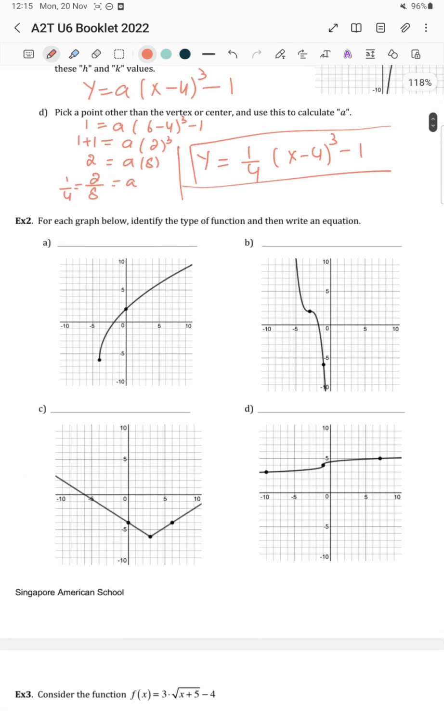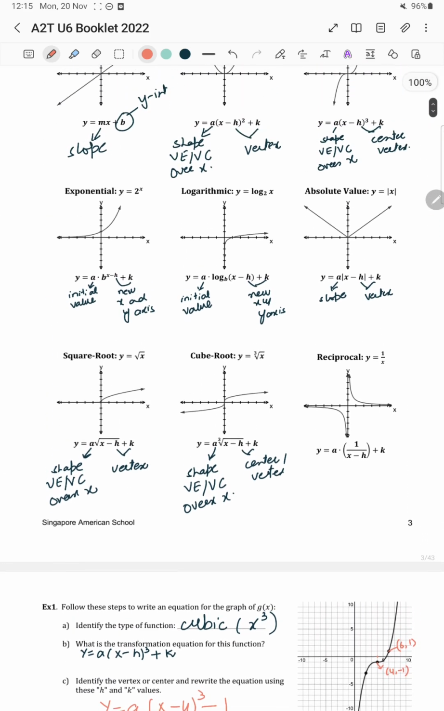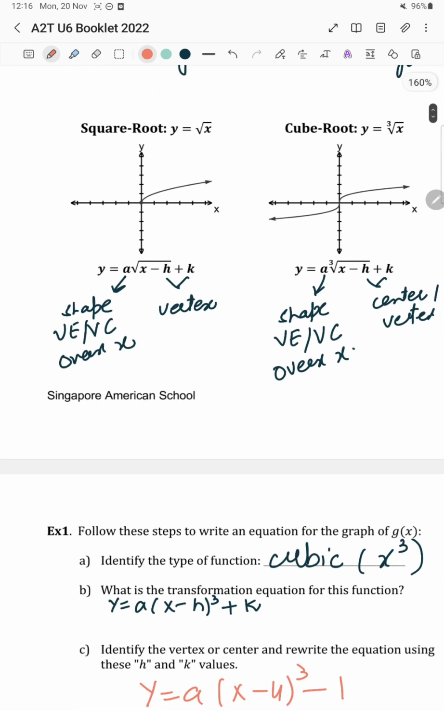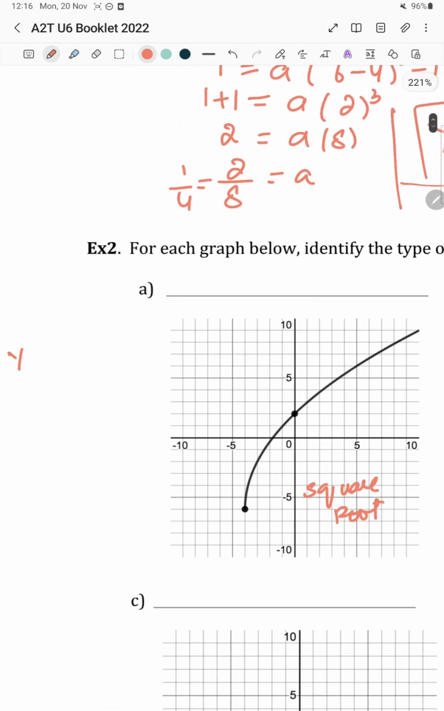Come to the next exercise. For each graph below, identify the type of function and then write the equation. Now which graph is the first one? This is going like this, so this is a square root function. What is the equation for the graph of the square root function? Y is equal to a square root of (x minus h) plus k.